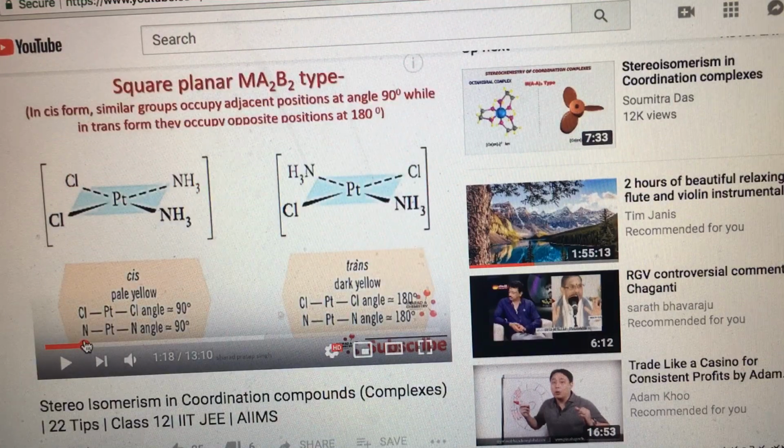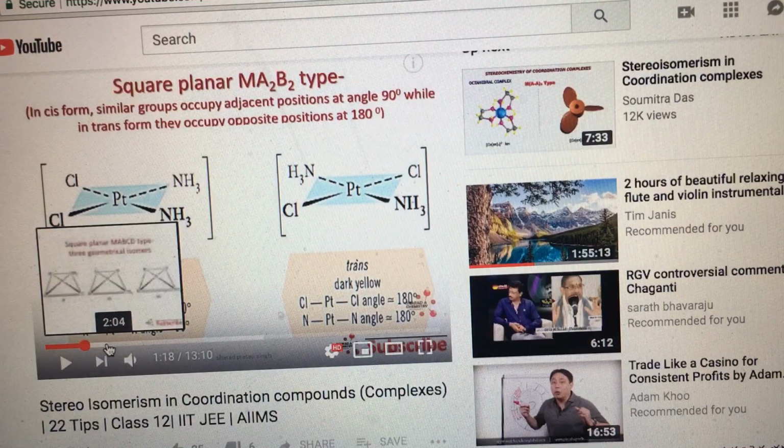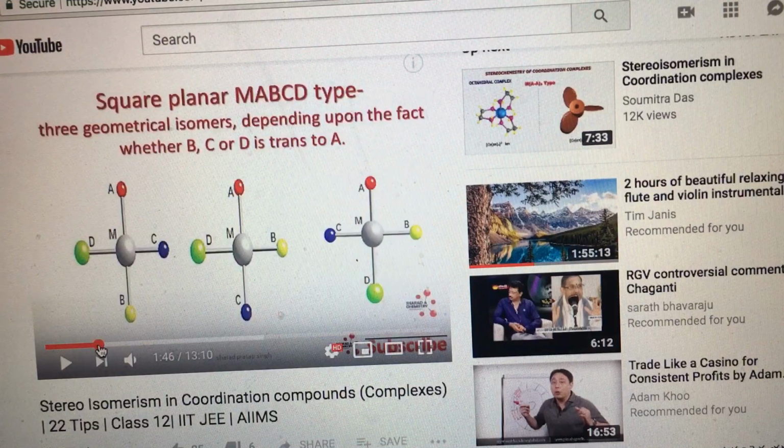I want you to notice this. Square planar complex MA2B2 can show what? It can show cis-trans isomerism. This is cisplatin, which is a particular medicine for cancer. Next. If all ligands are different in a square planar complex, 3 possible isomers can exist.